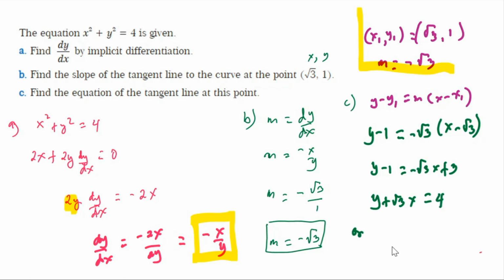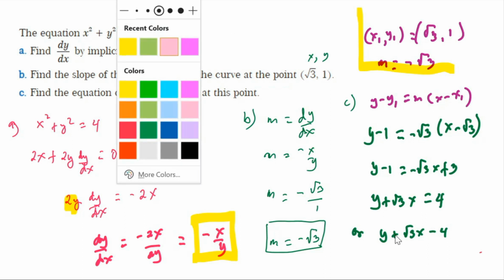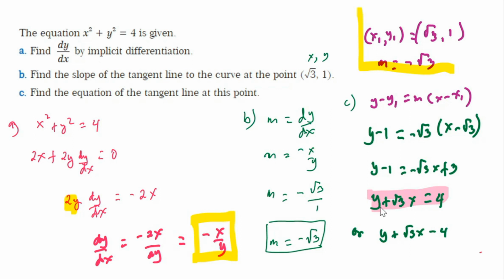Or you can also equate that one to 0. We have y plus the square root of 3 of x minus 4. So either of the two answers are accepted. You can write it as this or the other one, and that is now equal to 0. So your answer is either y plus square root of 3 of x is equal to 4, or y plus square root of 3 of x minus 4 equals 0.